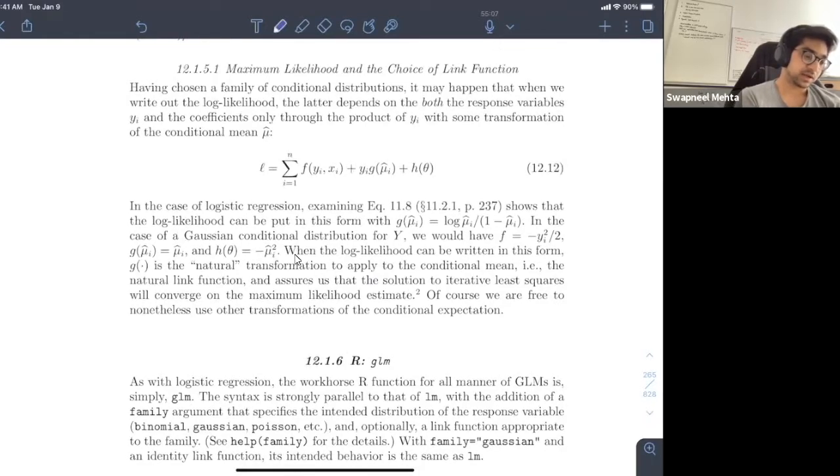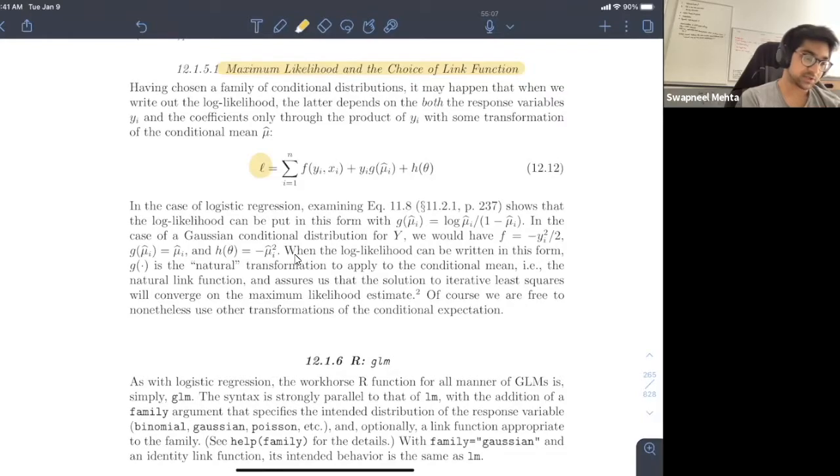This is another section that I didn't entirely understand, but I can walk you through it. Having chosen a family of conditional distributions, it may happen that when you write out the log likelihood of your data, it depends on both the response variables and the coefficients only through the product of y with some transformation of the conditional mean mu hat. So your log likelihood might turn out to be of the form f of y_i, x_i plus y_i times g of mu hat_i plus h of theta.